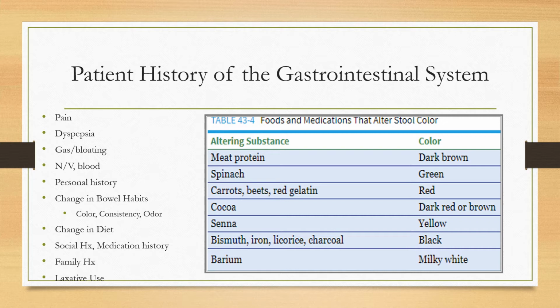Okay, what can turn your stools white? Well, barium, usually we would know that because they would tell us that they just had a barium test. Okay, what else turns your stools pale? Well, some kind of obstruction in the biliary system. If you have a stone that's blocking your common bile duct and your bile can't get to the small intestine, your stools are going to become pale because the bile is what gives your stools their brown color. So any obstruction of the biliary system will cause pale stools.